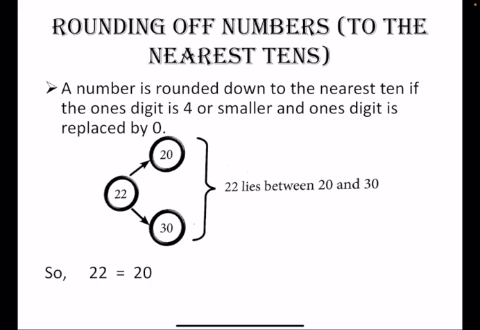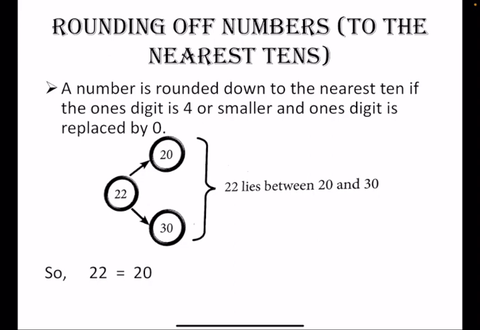Like I have given you an example of 22. You have to round off to the nearest tens. Means this 22 is in between 20 and 30. So this number will be rounded off to 20 or 30. Means this number is nearer to 20 or 30. How will you decide that? See, when you have to round off to tens, we will see the ones place. Means rounding off to tens, so you have to see one place lower than that.